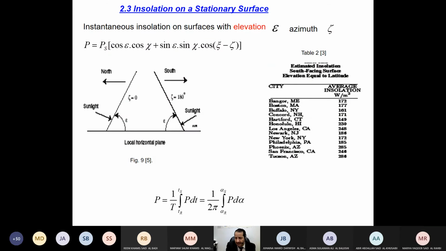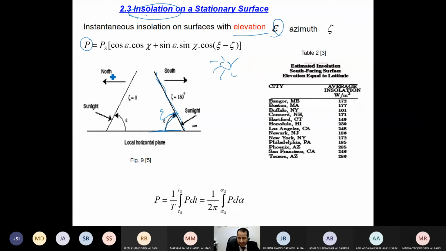The other collector is the stationary surface. Most of the collectors available today and their applications are stationary surfaces. It means we fix them at an angle, small or large, it doesn't matter, but we fix them at an angle. You see here, as an example, this is my collector. Now I will define a new variable, which is epsilon. We call it elevation, or tilt angle. If this is the collector and the sun is here, then the angle between the horizontal and the collector is epsilon. We call it the tilt angle, or epsilon. It is one of the variables to be used when we calculate the insolation.